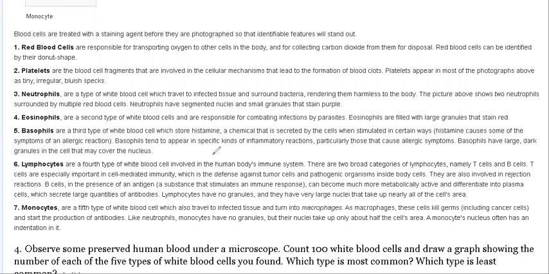B cells, in the presence of an antigen, a substance that stimulates an immune response, can become more metabolically active and differentiate into plasma cells, which secrete large quantities of antibodies. Lymphocytes have no granules and they have very large nuclei that take up nearly all of the cell's area.